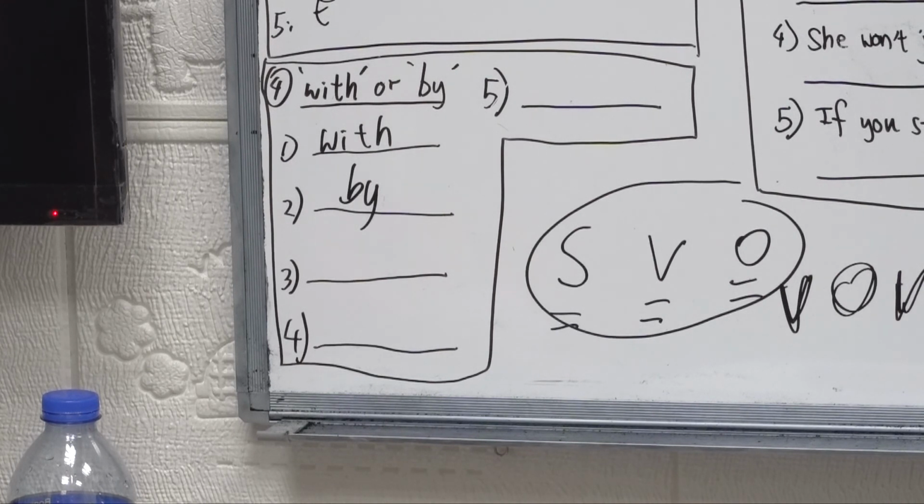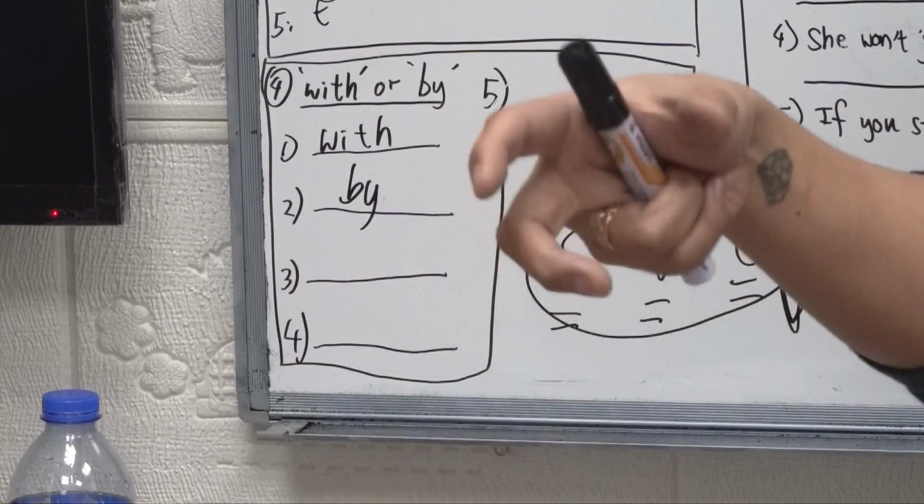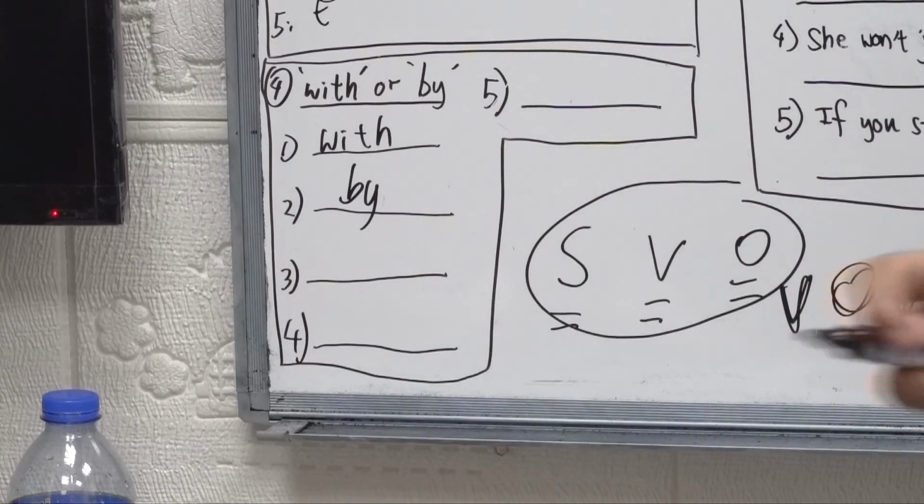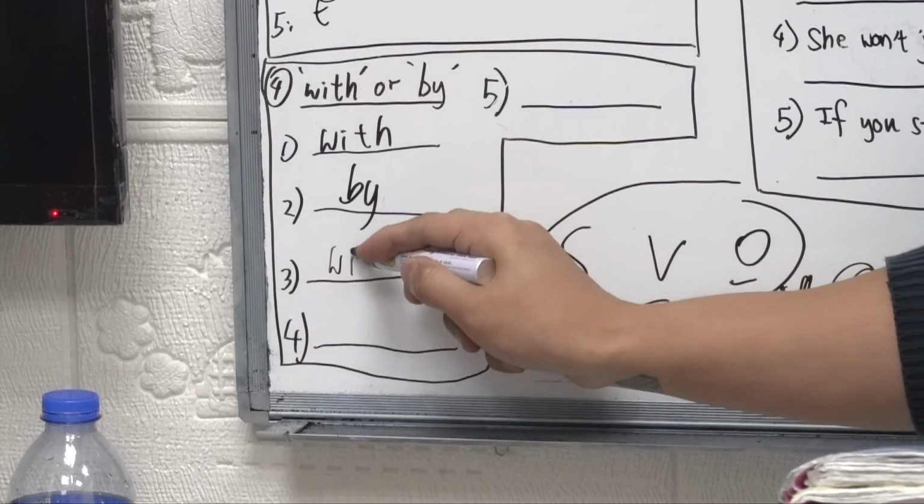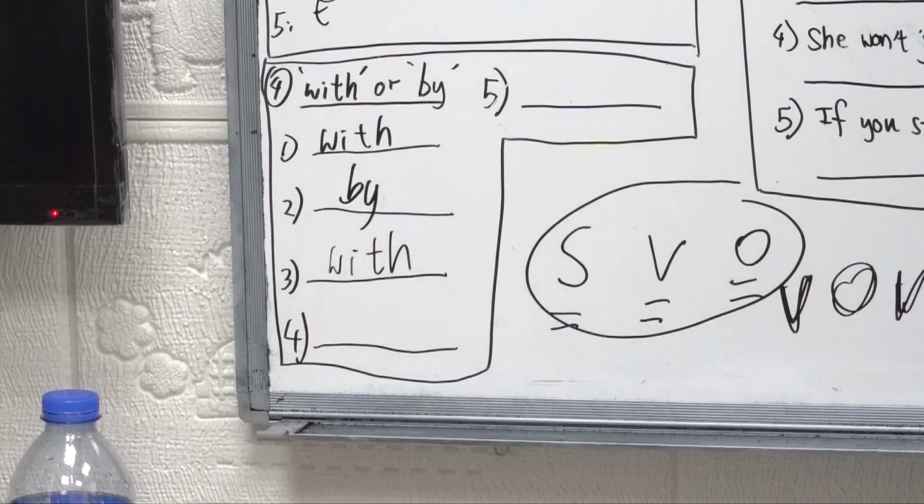Number 3, Miss Jenny. The athlete's wound was cleaned with or cleaned by some surgical spirit. Okay, so surgical spirit is a kind of liquid, okay? Not like a ghost, a spirit, okay? It's a liquid that you put. So do you use it with something too? All right, so with, right? Should be with. Cleaned with.